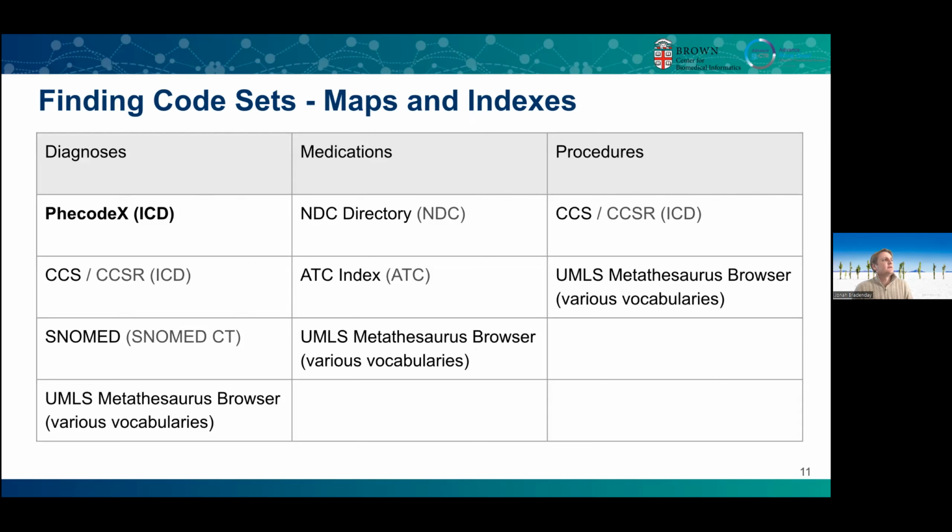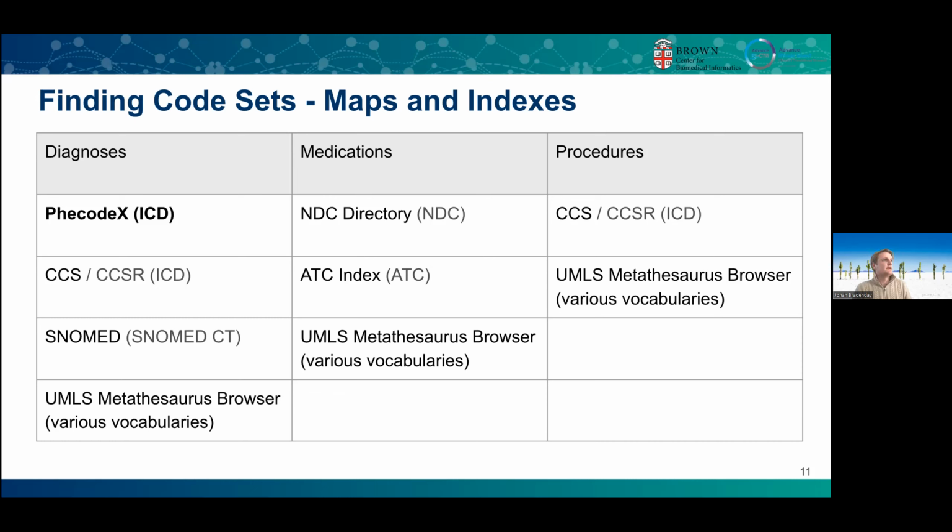The final method for looking at code sets that I'll talk about is maps and indexes. These can come in the form of CSV files or as interactable web-based platforms, but the idea should be the same when working with them. You start broadly, you search concepts broadly, and then you apply filters, adding more and more specificity until you have a list of codes that you're happy with.